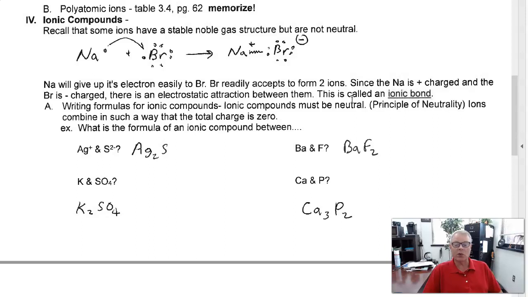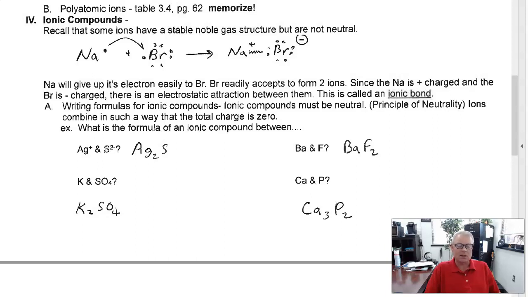So what is the formula for an ionic compound between silver and sulfur? Okay, silver forms a +1 charge. It just does. Just take my word for it. Sulfur is in group 16, so it forms a -2 charge. All those form -2 ions, right?